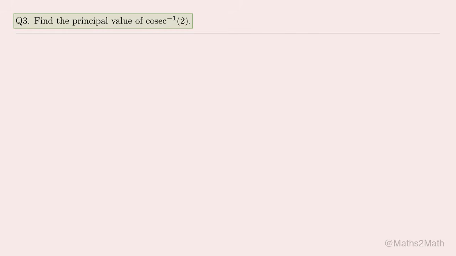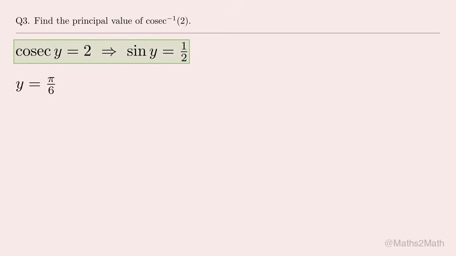Question 3. Cosec inverse of 2. The branch here is minus pi by 2 to pi by 2, leaving out 0. Cosec y equals 2 means sine y equals 1/2. Sine of pi by 6 is 1/2, and pi by 6 is in the branch. So the principal value is pi by 6.